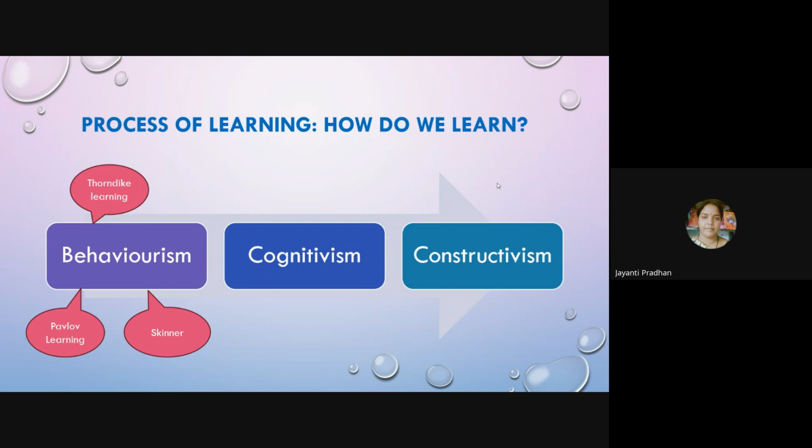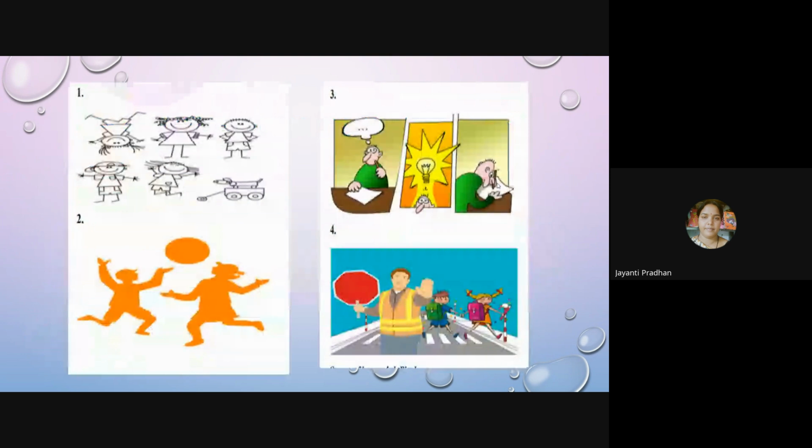So constructivism gives importance to the thinking process along with importance to social context, where we say learning happens better. So how do we learn? This is different for these three contexts, that is behaviorism, cognitivism, and constructivism.